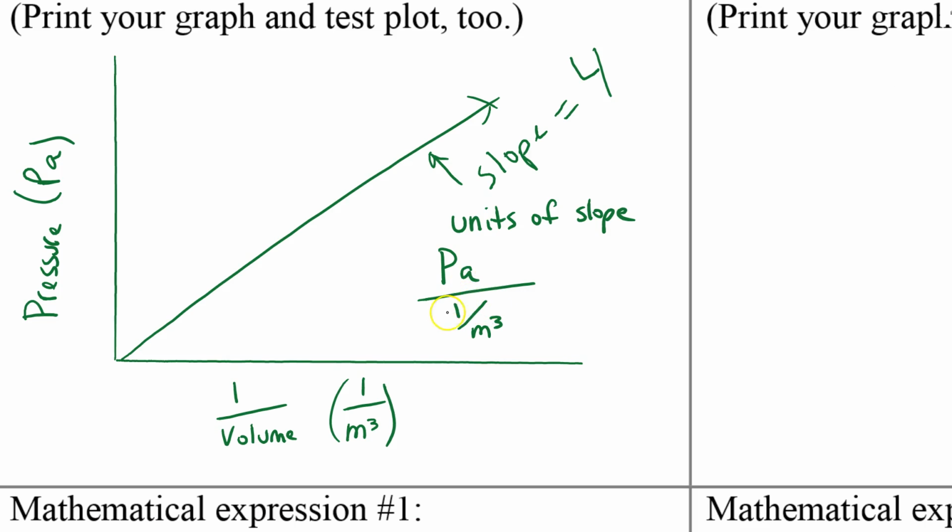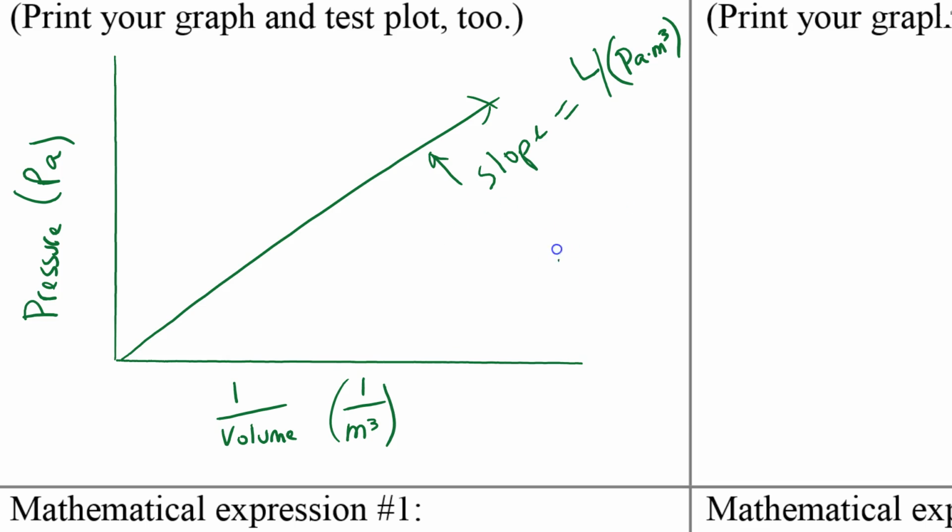So pascals over 1 over meters cubed. When I'm dividing by this fraction, that's the same thing as pascals times the reciprocal. Dividing by a fraction is the same thing as multiplying by the reciprocal. So my units will be 4 pascals times meters cubed, and I'm going to put that in parentheses. I'll just erase this here to make it a bit neater. Tell you, a real eraser might work better.